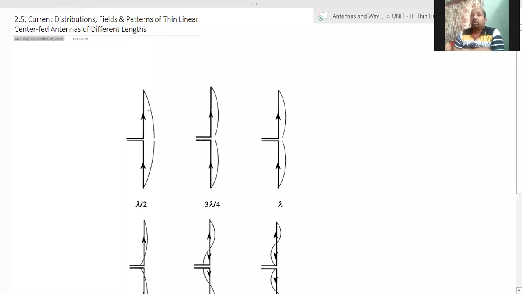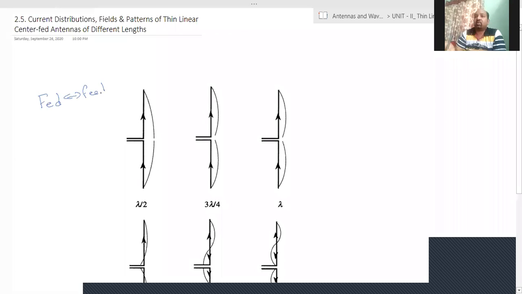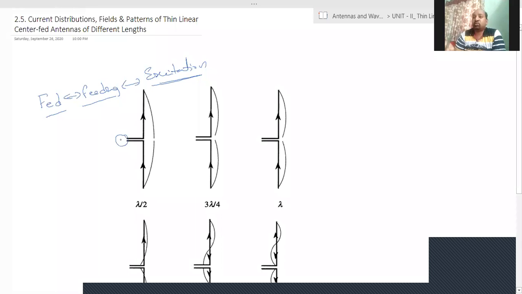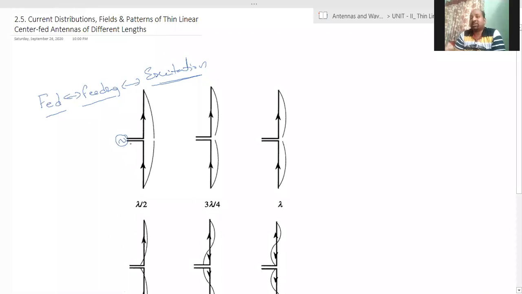So the next topic is current distributions, fields and patterns of thin linear center-fed antennas of different lengths. What is meant by center-fed antenna? What is meant by fed? Fed means feeding or excitation, which is applying the input signal to the antenna. That is called fed.